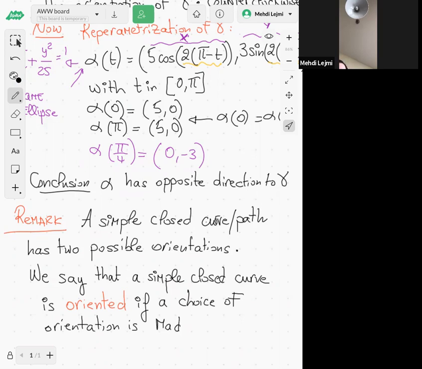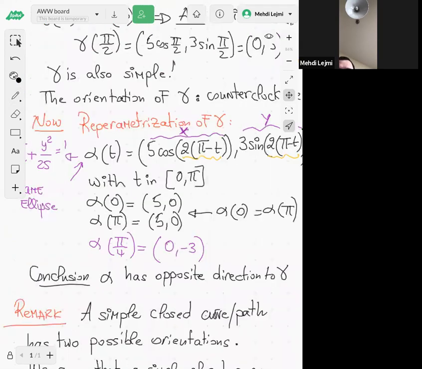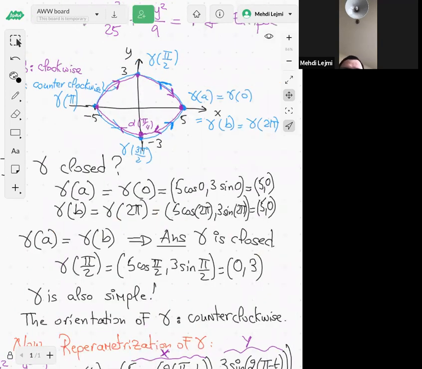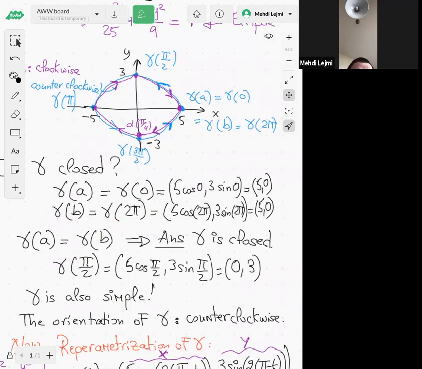Again, we have this example of this ellipse, with this alpha and gamma. They both represent the same curve. This ellipse is a simple closed curve, and we said we have two possible orientations. Alpha has the opposite orientation to gamma. So this is a general fact: whenever you have a simple closed curve, you always have two possible orientations. Is there any question, guys, about the simple closed curves?